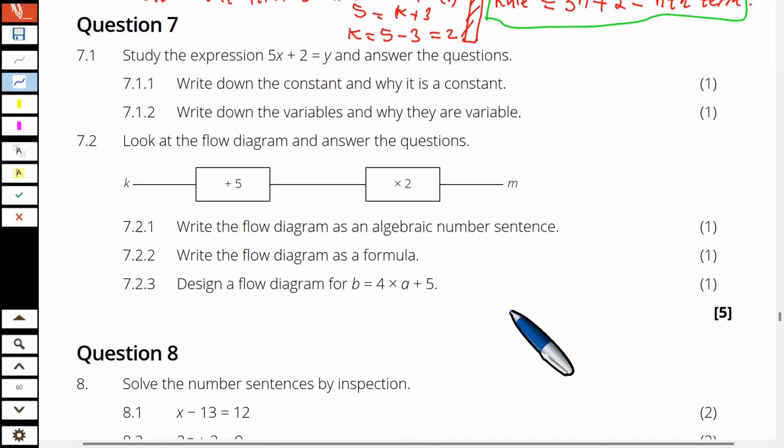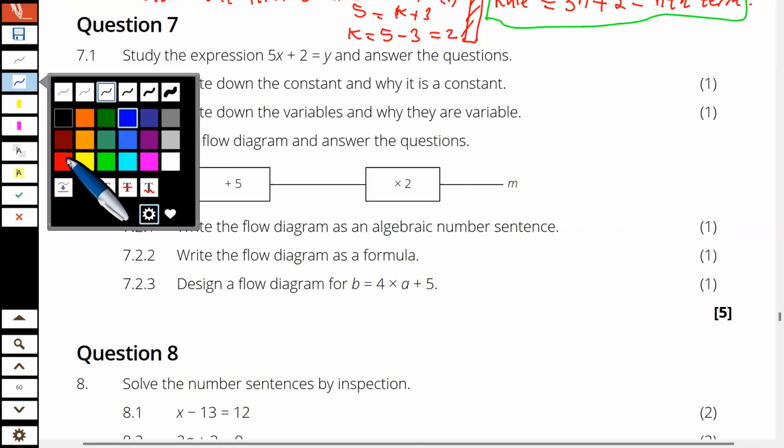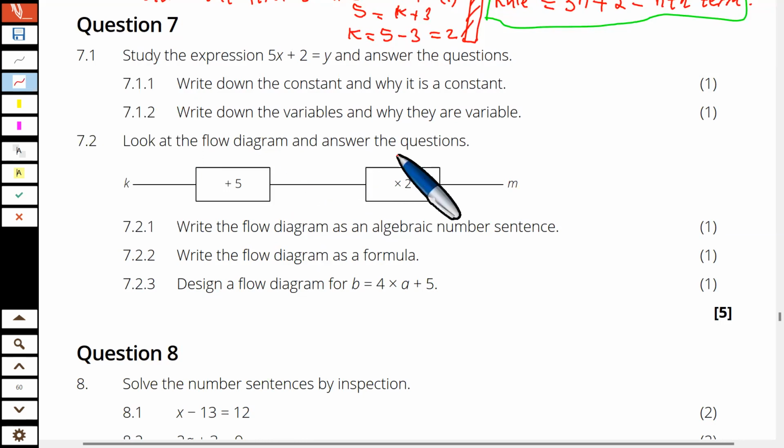Next, we're going to look at another set of questions that involve diagrams like this. Start with the expression 5x plus 2 equals y and answer the questions. We are training you to answer specific questions by focusing on diagrams. Write down the constant and why it is a constant. First things first, we are looking at question 7.1.1. Let's answer that question.